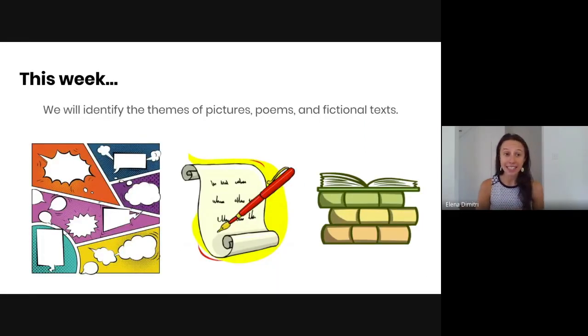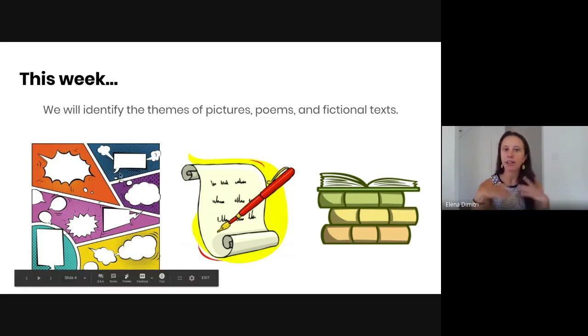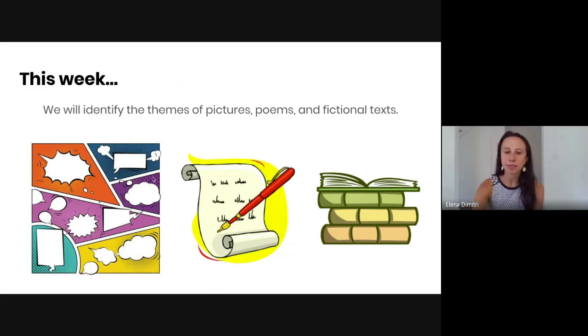So this week, we are not going to just be reading one story all week long. We are going to be looking at multiple texts. We will be identifying the themes of pictures, poems, and fictional texts. So this picture represents an image or a picture with few words. This represents a poem, and a poem is a collection of words that are used to express ideas or emotions, and oftentimes poems can rhyme.